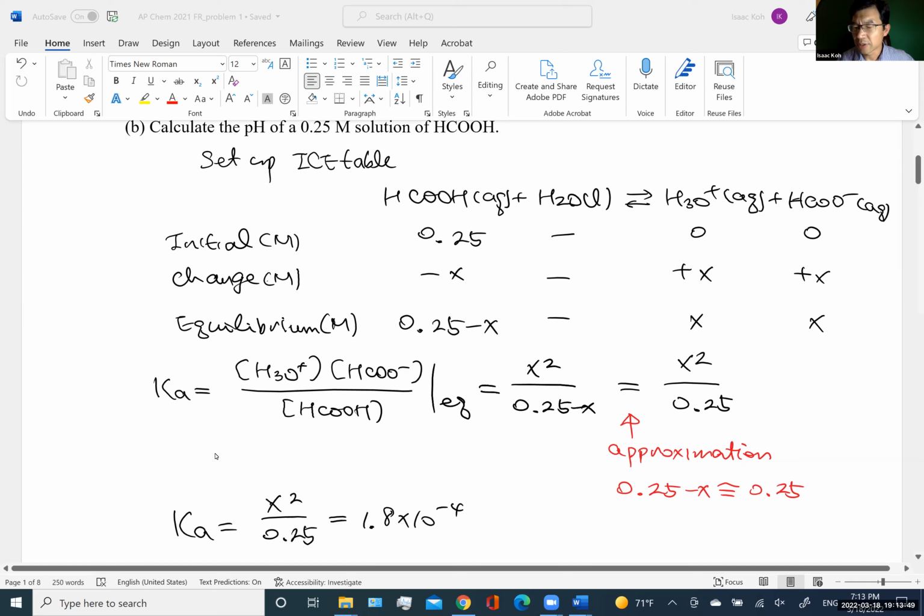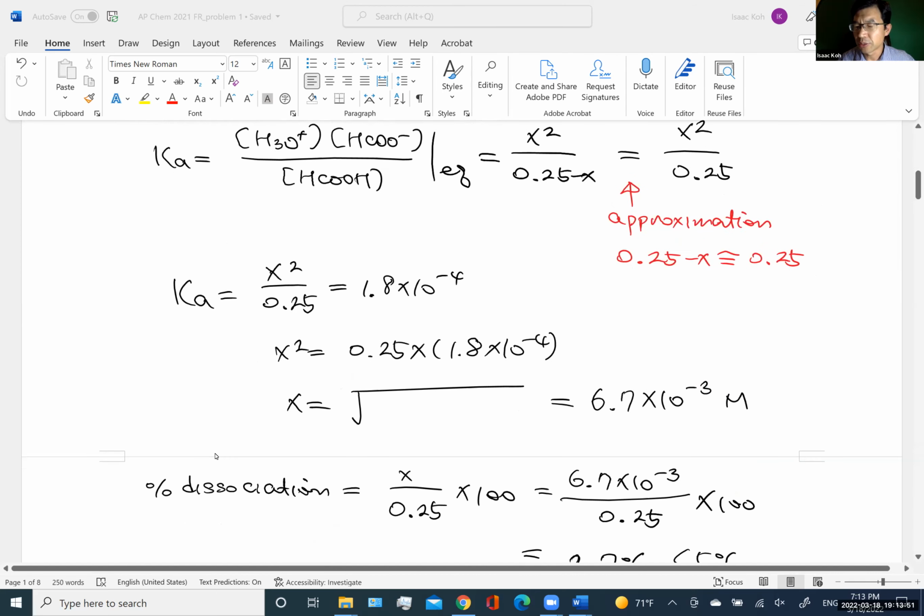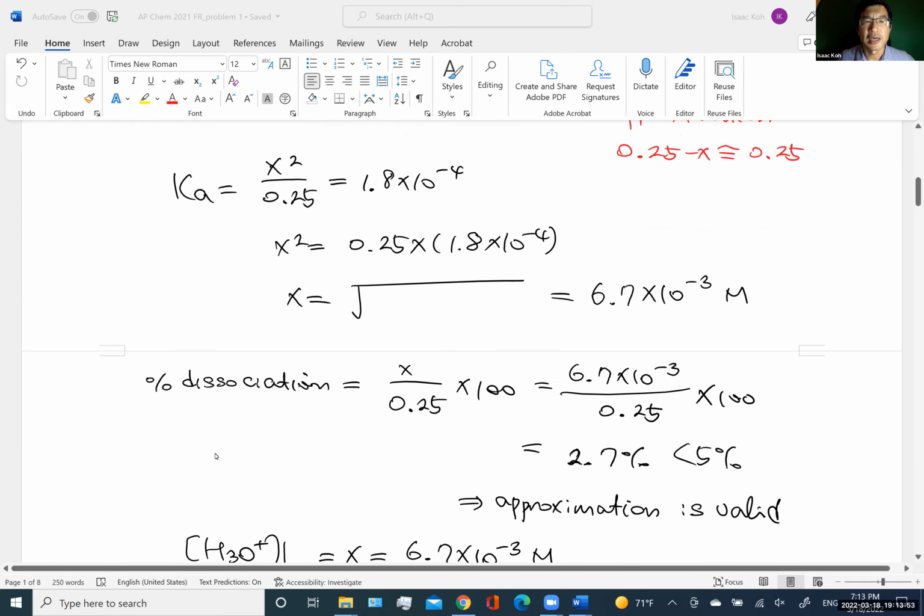So let's solve it now. The Ka expression is simplified to X squared divided by 0.25, and let's plug in the value. 1.8 times 10 to the negative 4 is given. Let's multiply 0.25 on both sides, then X squared is equal to 0.25 times 1.8 times 10 to the negative 4. Now let's take a square root on both sides. X is equal to the square root of the value.